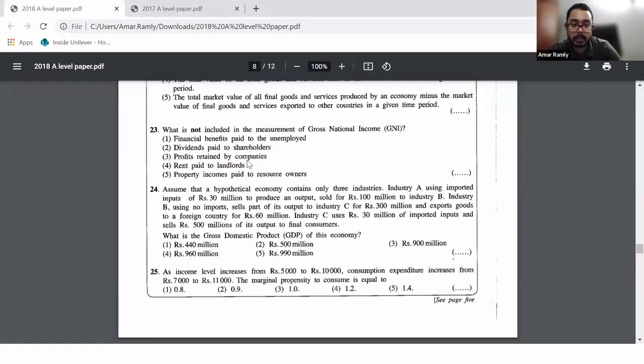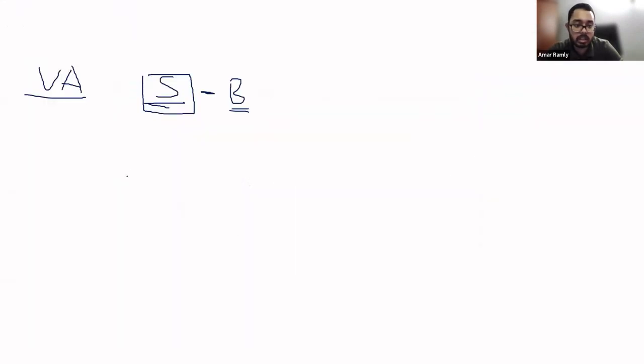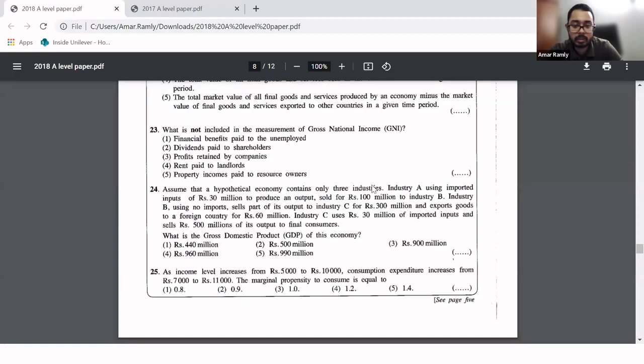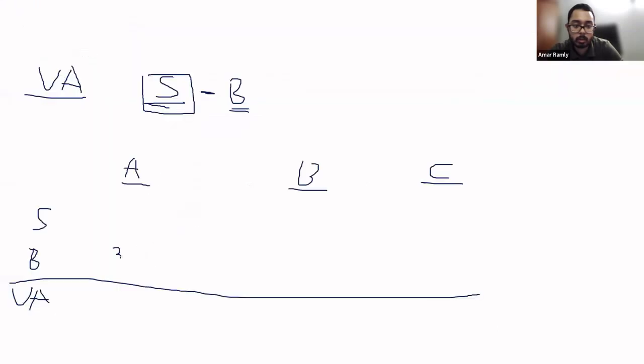So let's calculate value added for each of the three industries we've been given: A, B, and C. I'll write sales value here, bought value here, value added here, and we can fill this in. For A, the inputs bought value is about 30. The sales value is 100. Value added comes to 70.